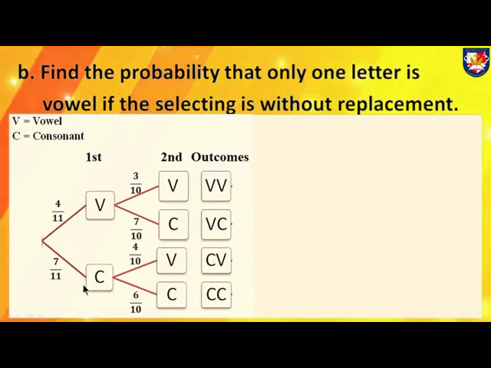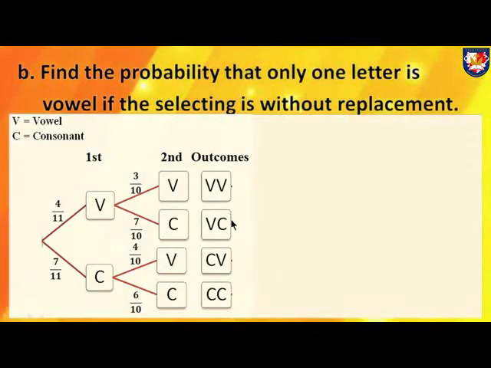If we got a consonant as the first letter selected, the probability of a vowel at the second selecting is 4 per 10. Still, there are 4 because we got a consonant at the first, so 4 per 10. And for a consonant it is 6 per 10, because we got a consonant here and did not return it, did not replace it, so the remaining consonants are 6 per 10.